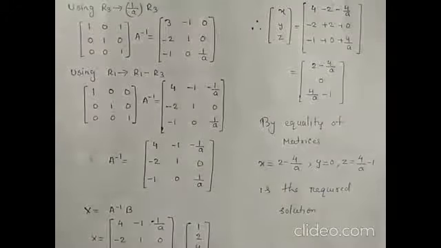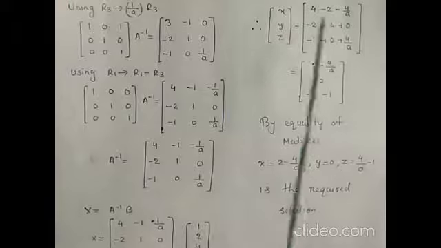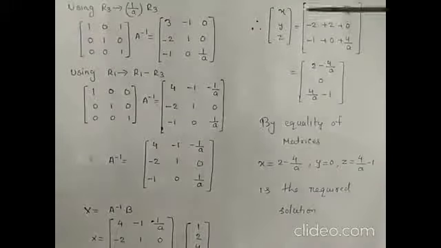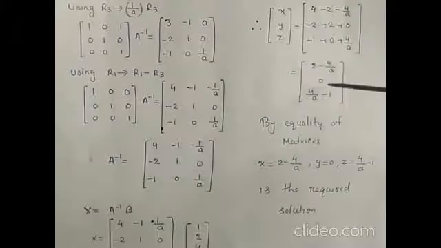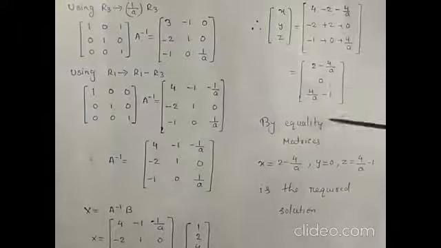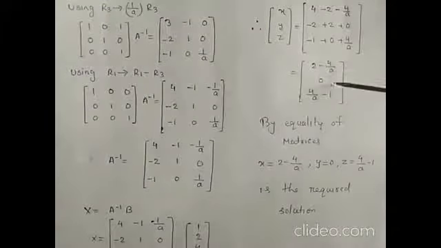Okay, children, you know how to multiply. 4 into 1, that is 4. Plus minus 1 into 2, minus 2. Plus minus 1 upon A into 4, that is minus 4A. Similarly you can do. 4 minus 2, 2. Minus 4A. Minus 2 plus 2, 0. Minus A plus 0 plus 4 upon A, that means I can write 4 upon A minus 1. So X, Y, Z equals 2 minus 4A, 0 and 4 upon A minus 1.